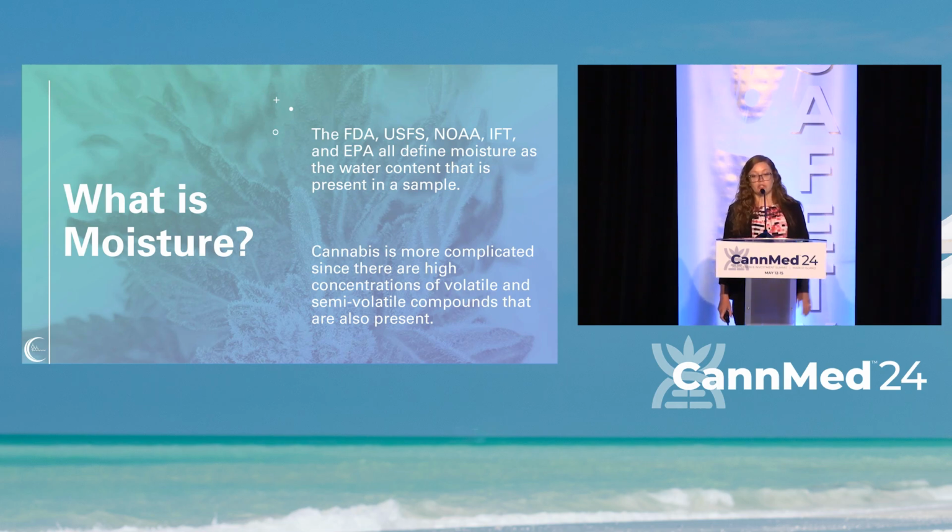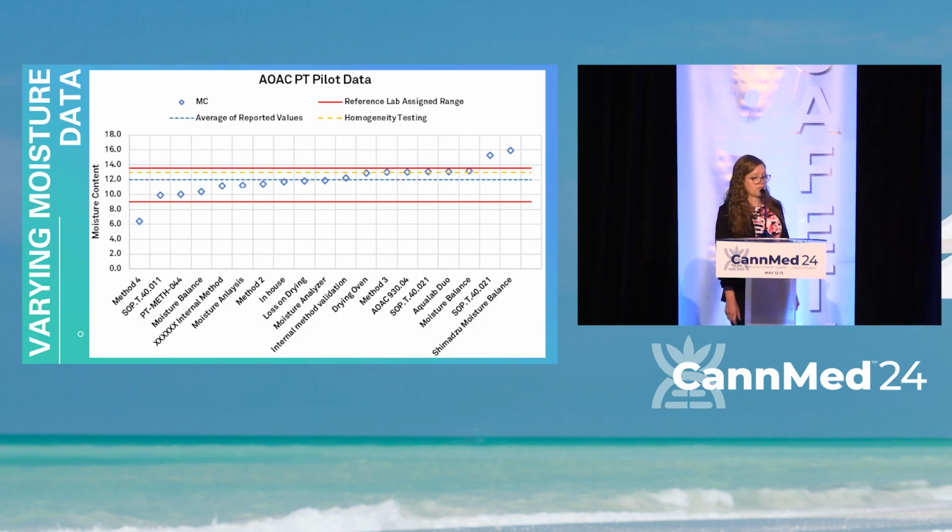What is moisture? The FDA, USFS, NOAA, IFT, and EPA all define moisture as the water content that is present in a sample. So looking solely at water, how much water is there? Cannabis creates some difficulty because it has lots of volatile and semi-volatile compounds. We have cannabinoids, terpenes, flavonoids, and a lot of other compounds that may or may not be factored into those moisture calculations, depending on how you're analyzing for moisture. So this is where our study originated from.